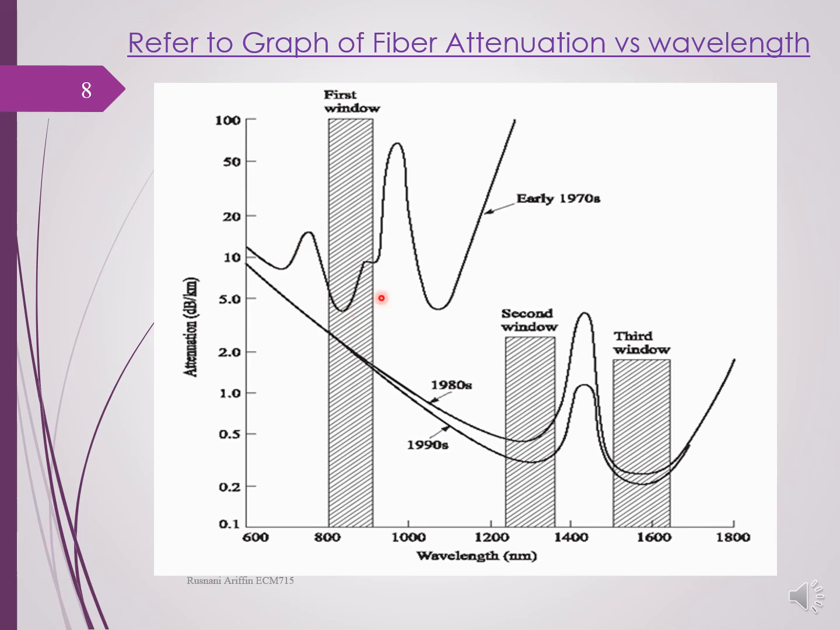They have different types of fiber material, so that's how they get this fiber attenuation graph. In the 1980s and 1990s, this is how the fiber attenuation looked, and at the lowest attenuation, they picked the window. So this is the second window, and this is the third window that is still being used until today.